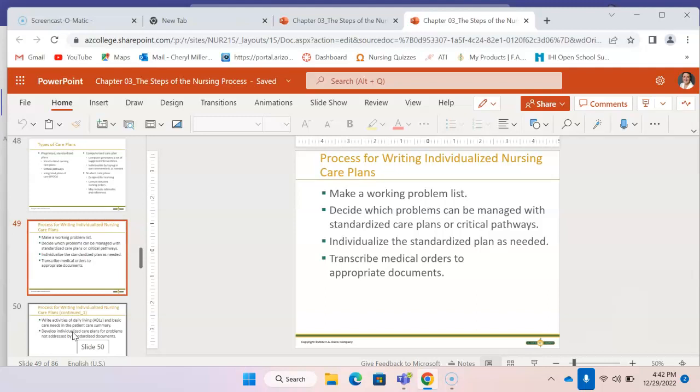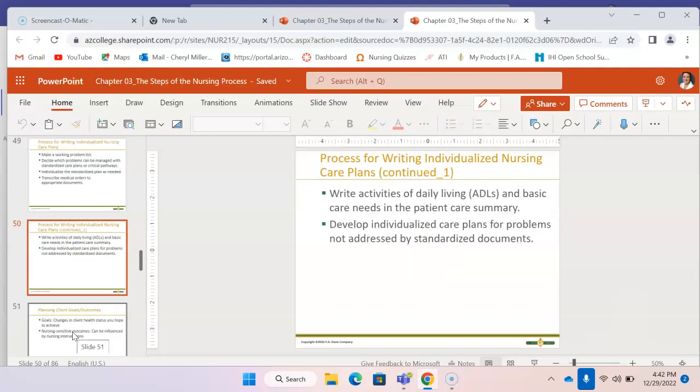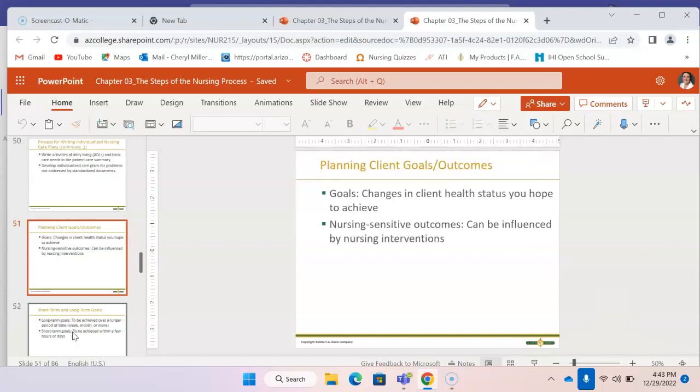That's why you do these, okay? Write the activities of daily living and the basic care needs in the patient care summary. Develop that plan over time. Is there something else I need? Are they done that? Get that off, put a new plan on, okay?